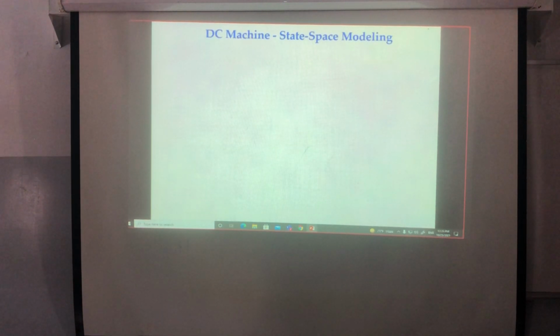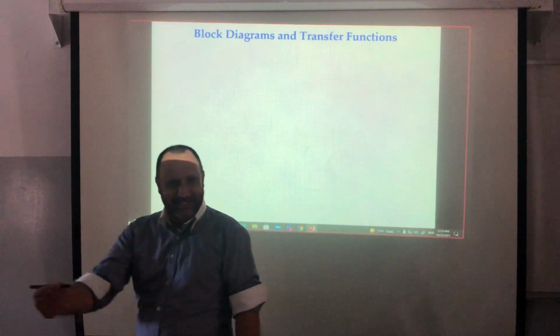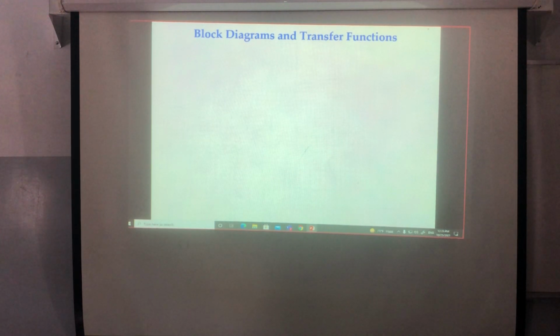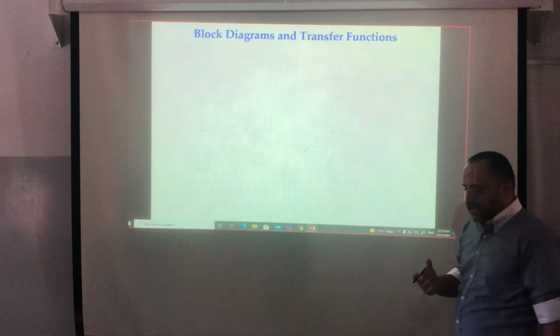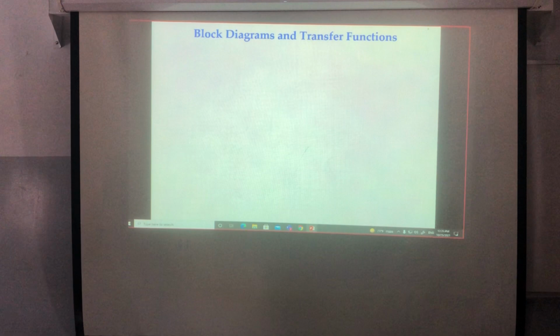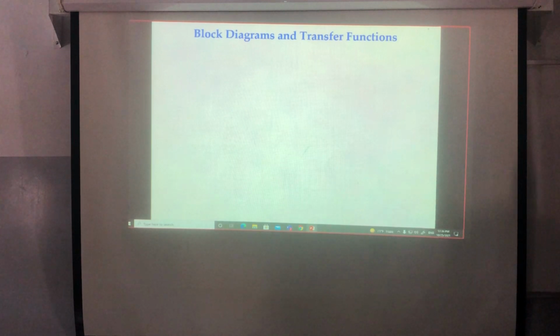Let's go on to block diagram and transfer function. This is another technique, which means that I can represent the system using the state space representation, the first one, or I can use the Laplace transform in order to simplify things for us, in order to deal with an algebraic equation. Now, let's start with the armature equation.